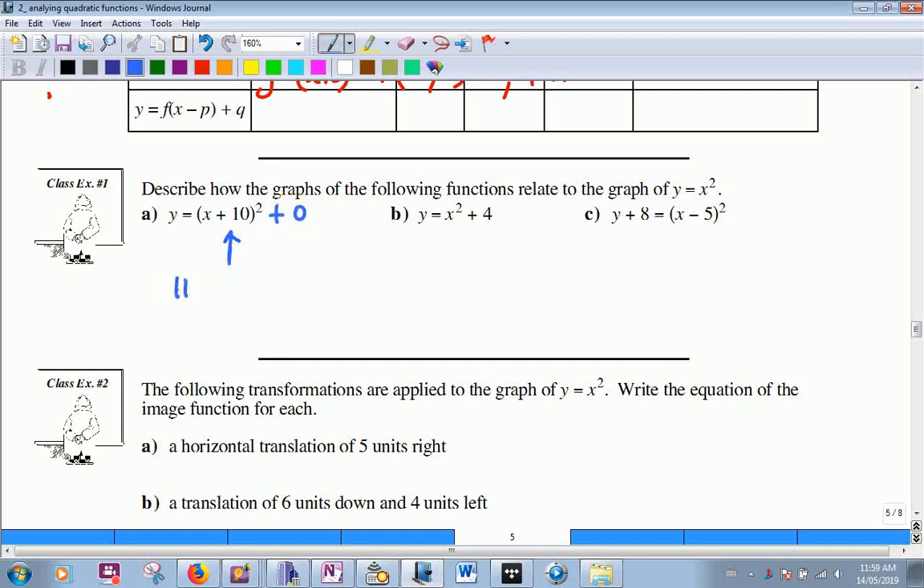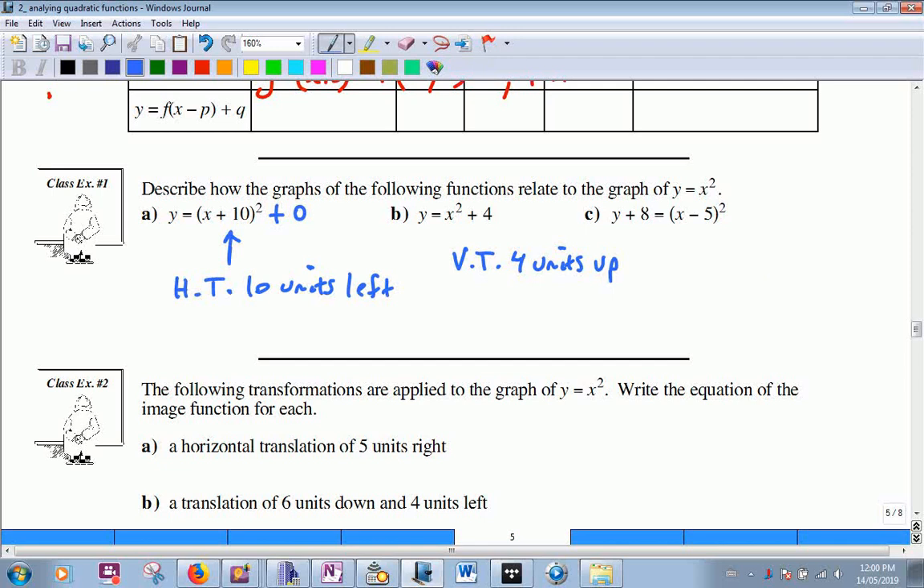So that is, I'm going to be a little lazy, horizontal translation, HT, 10 units, which way? Left. Next, x squared plus 4, is this P or Q? That's Q. So that is a vertical translation, 4 units, up or down? Up. Because if it says plus for Q, it's in the same direction, positive y direction.